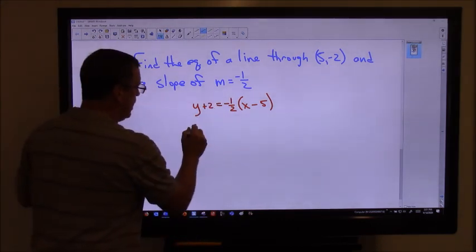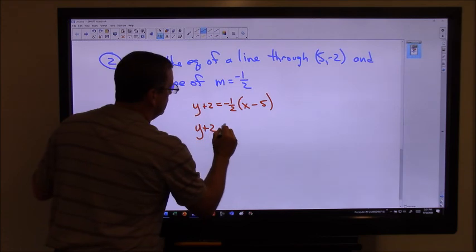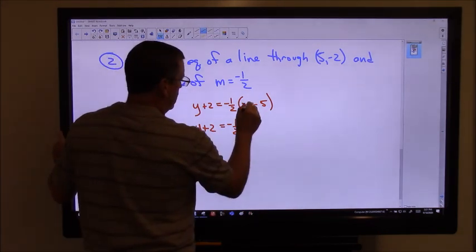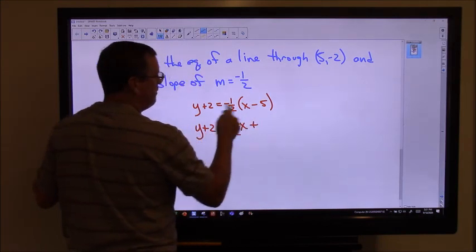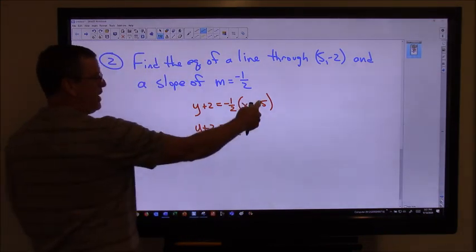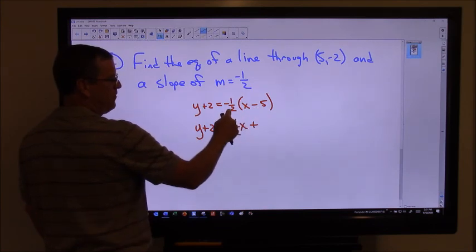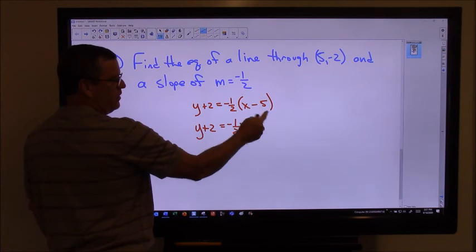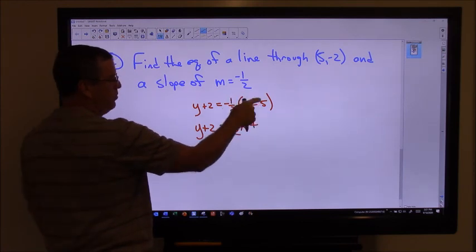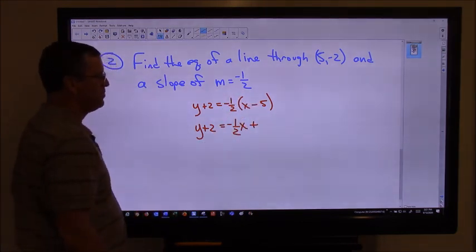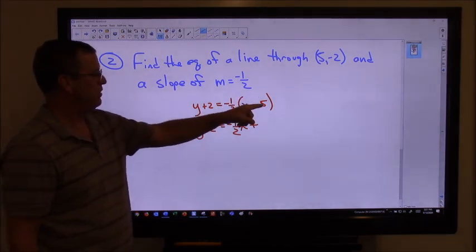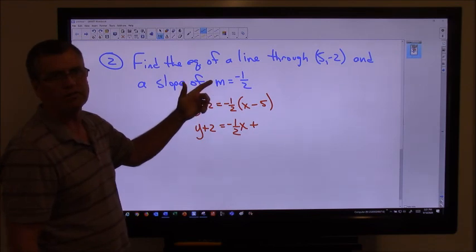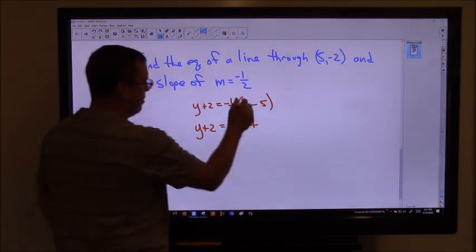I just distribute that. So I get y plus 2 equals a negative 1/2 x. Negative times a negative, that's a positive 5/2. So whenever you have an integer value times a fraction, really that integer is just 5/1, and when you multiply numerators and denominators, I always just think of it as integers always go into the numerator, never the denominator, okay? So that'd be a positive 5/2.